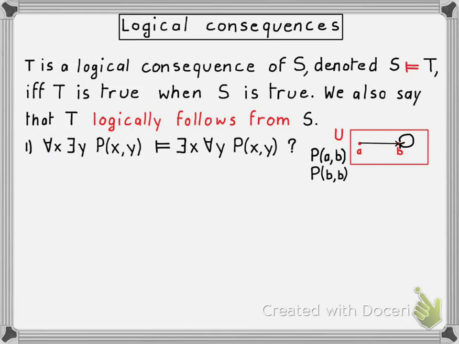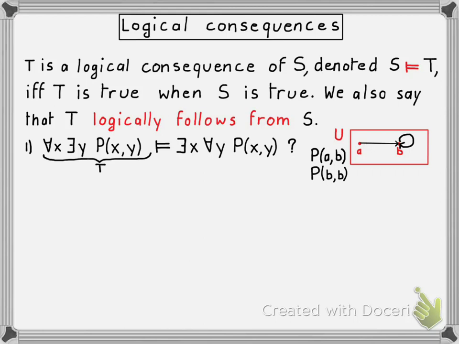Now, under this example, what is the truth value of this proposition? Is it true that for every element X in the universe, there is an arrow from X to some other element in the universe? And the answer is yes, because if you look at A, it has at least one arrow going out of it. And if you look at B, it has at least one arrow going out of it. And these are the only two elements in the universe. Therefore, this leftmost proposition is true under this interpretation or this example.